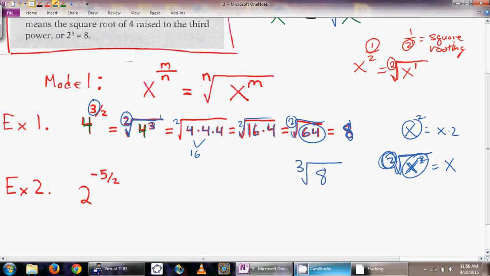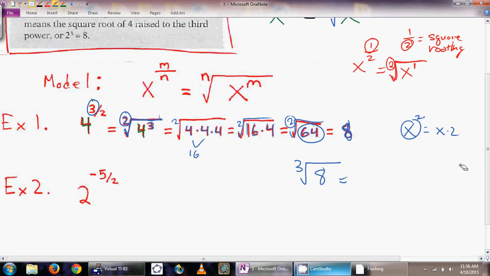of 8. What this is saying is, what number times itself 3 times? 1, 2, 3 times. What number times itself 3 times, right? The radical tells me what number times itself. The cube root tells me 3 times. All right, what number times itself 3 times will give me 8?